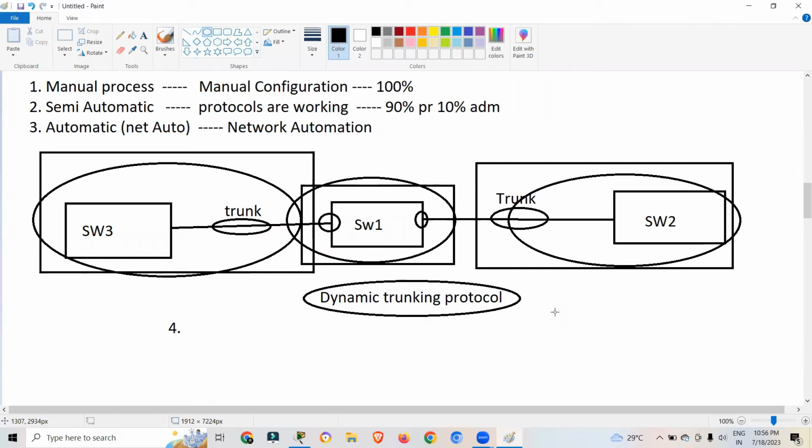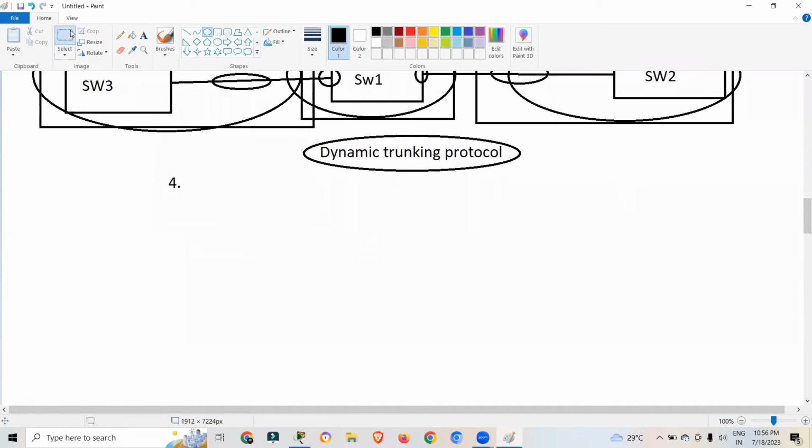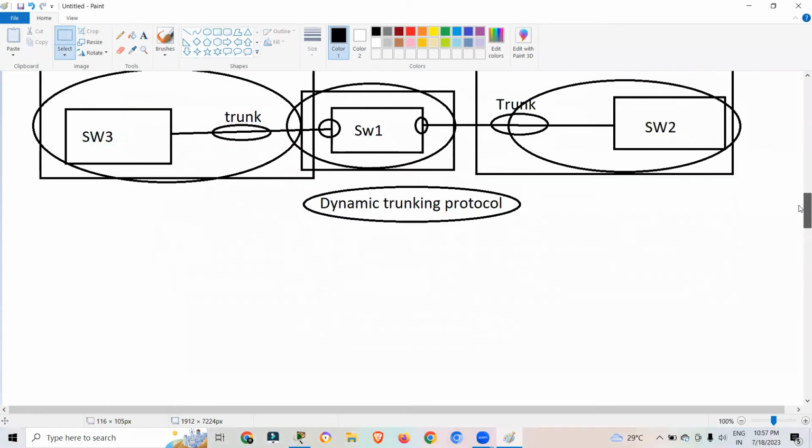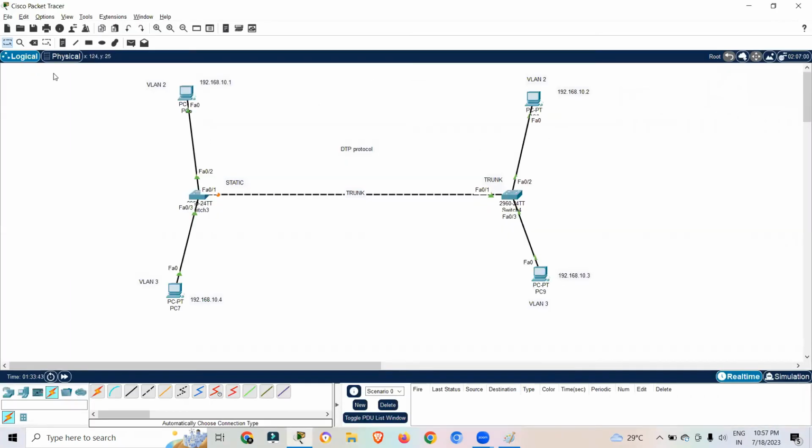It means all the switches have these four types of modes, in which you find dynamic, static, and so on. Because by default, there will be some configuration also. When you purchase a switch and turn it on, there is a default configuration, right?